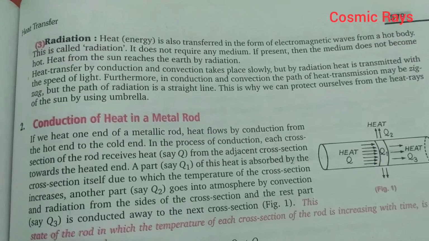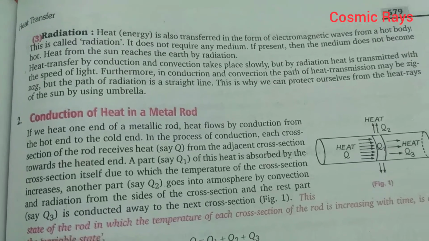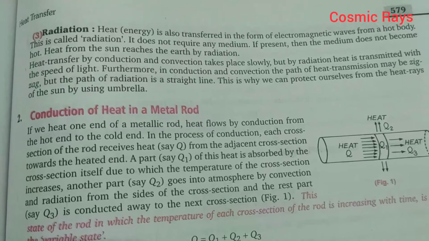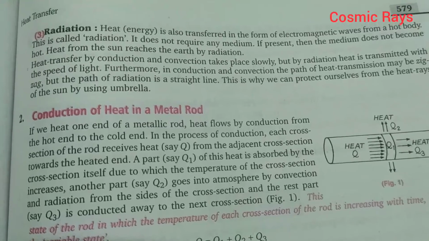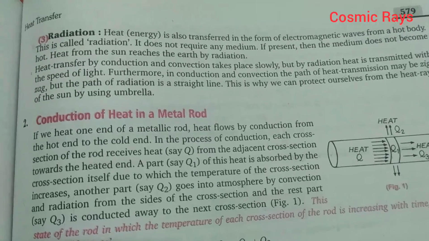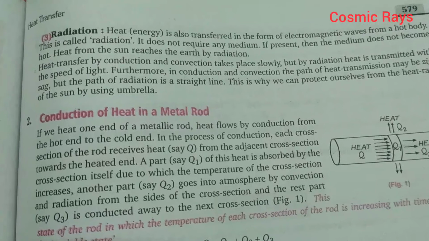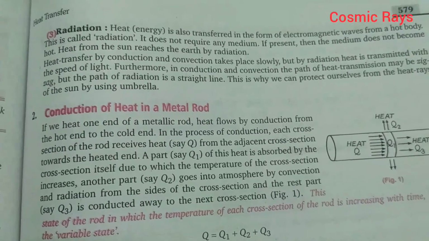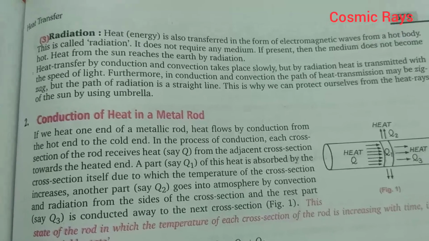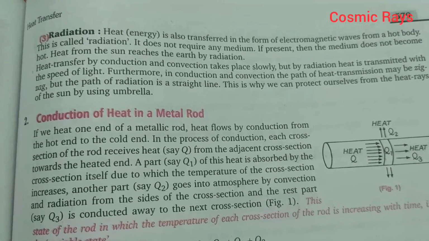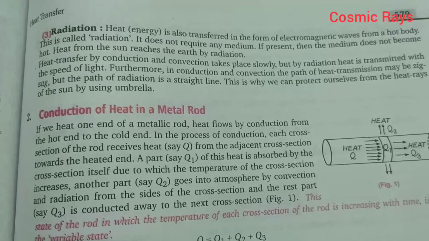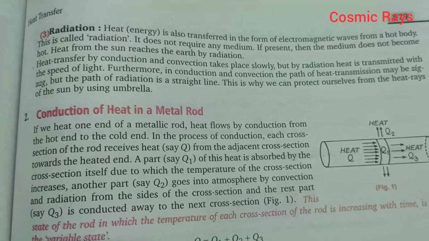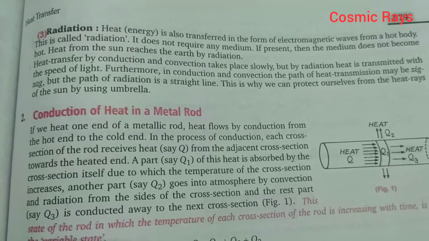Now the example here can be the heat radiation from the sun reaching the earth, or reaching us, by the process of radiation, and in this process we do not require any medium for the transfer of heat. Another thing we have to keep in mind is that for conduction and convection, the heat transmission can be in a zigzag manner, but for radiation the heat transmission path is a straight line.